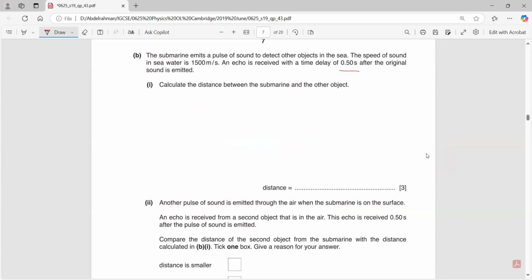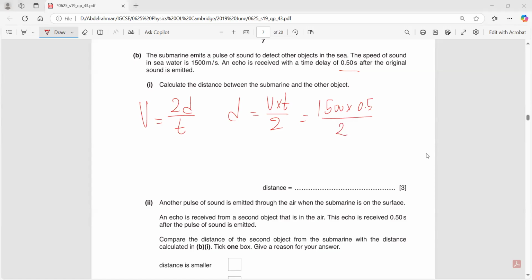If I'm talking about an echo, the speed would be equal to 2 times distance over time. Why? Because the wave goes all the way to the object, hits and reflects back. To find the distance, it would be speed times time over 2. 1,500 times 0.5 over 2 will give you a distance of 375 meters.